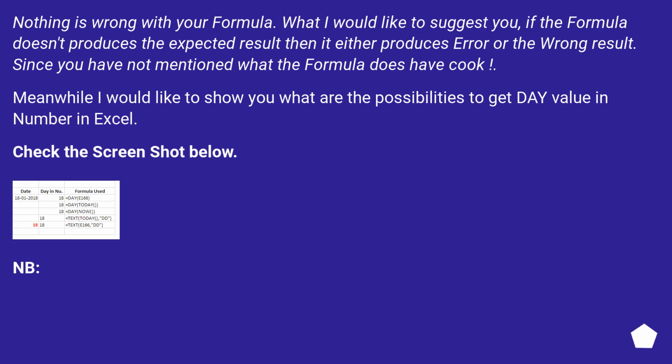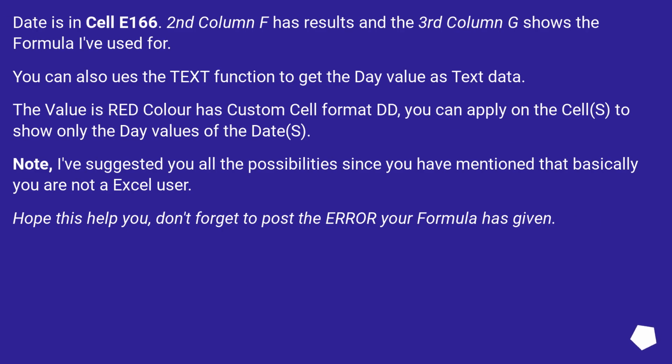NB: Date is in cell E166. The second column F has results and the third column G shows the formula I've used. You can also use the TEXT function to get the day value as text data. The value in red color has custom cell format DD. You can apply it on the cells to show only the day values of the dates. Note, I've suggested all the possibilities since you have mentioned that you are basically not an Excel user. Hope this helped you. Don't forget to post the error your formula has given.